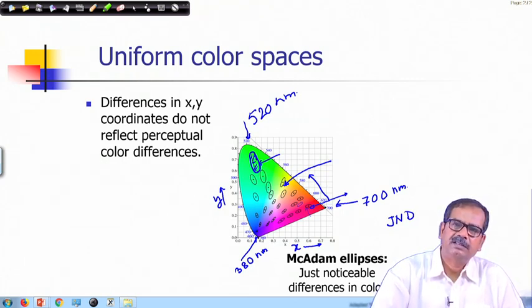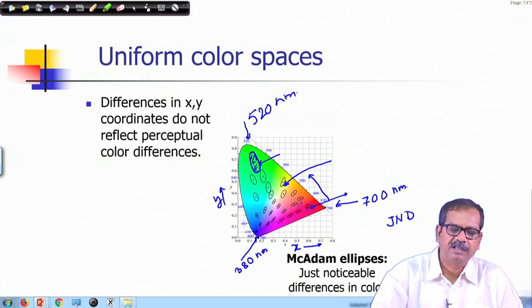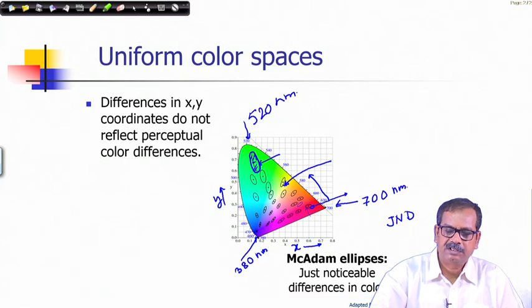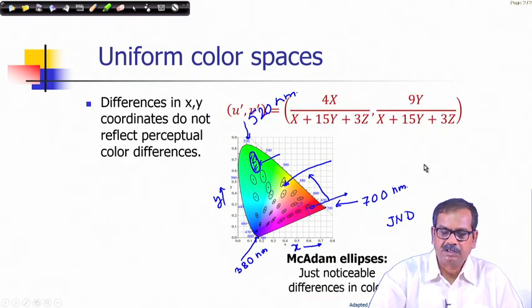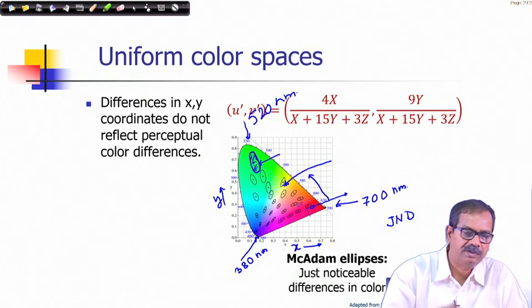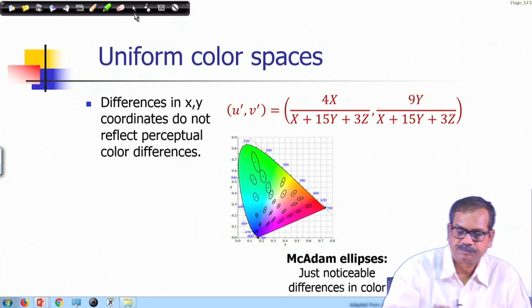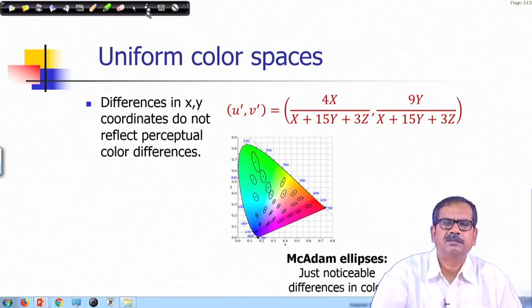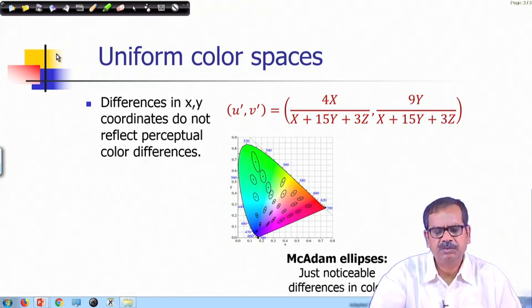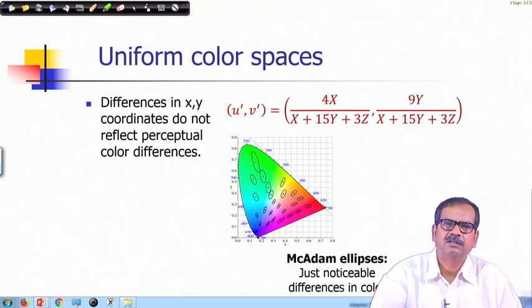The adjective uniform comes from the point of view that we are trying to make those sizes uniform by applying some transformation on those x y points. This is one example of this transformation. So, you can see the transformation I have displayed here. This space is called u prime v prime, or u v in short, the uniform color space.